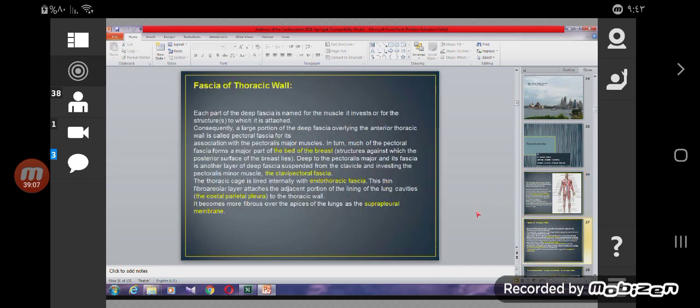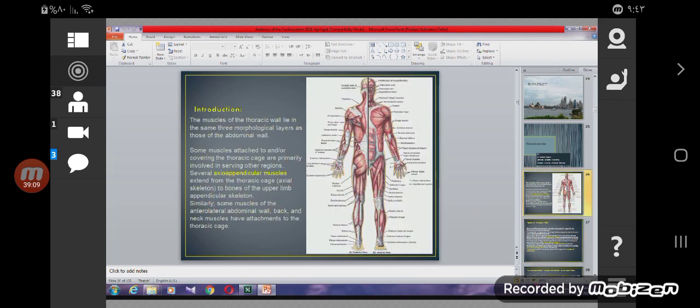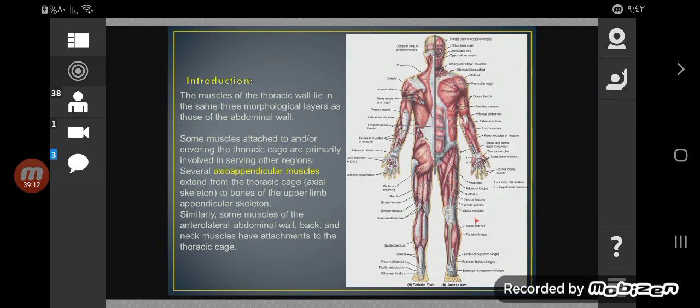talk about the muscles of the thorax. As you see in this picture, some of the muscles in the thorax are intrinsic, some of them are extrinsic. Intrinsic and extrinsic terms indicate that whenever you consider a muscle, if the origin and insertion of this muscle are located in the same area, you use this term, intrinsic muscle. I mean that the origin and insertion.